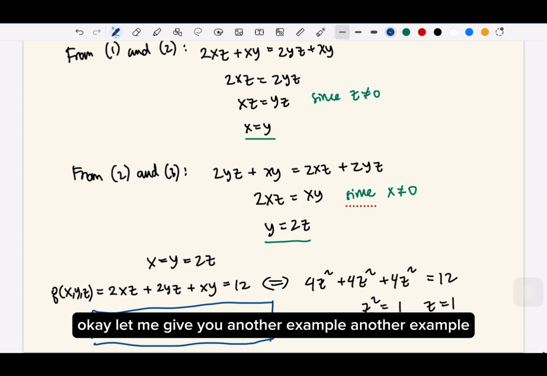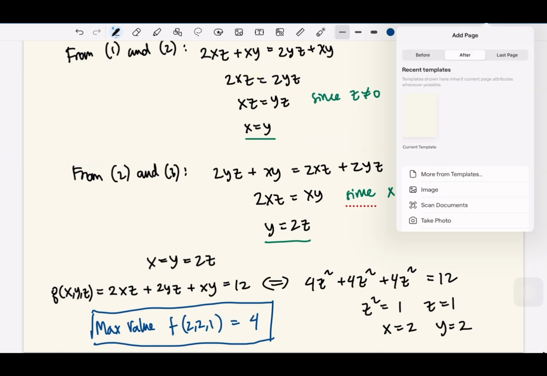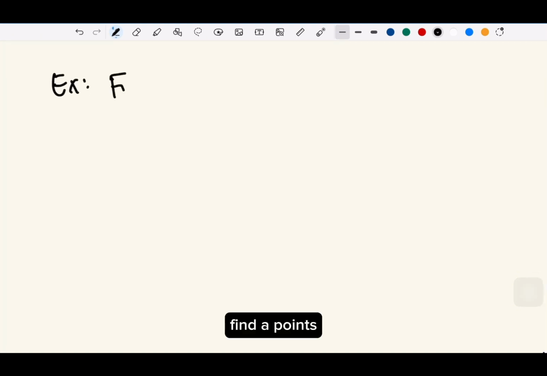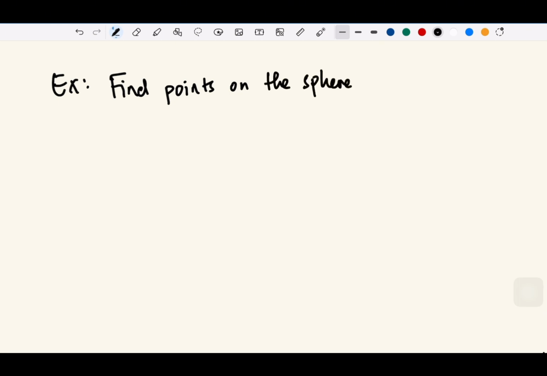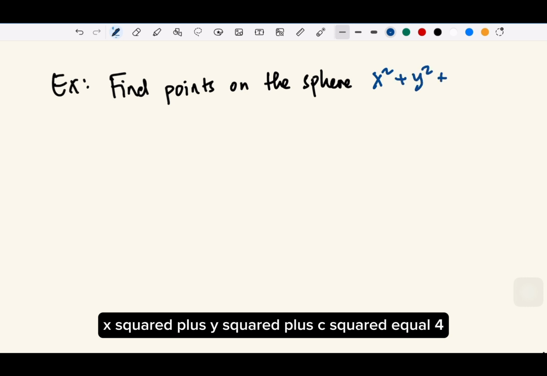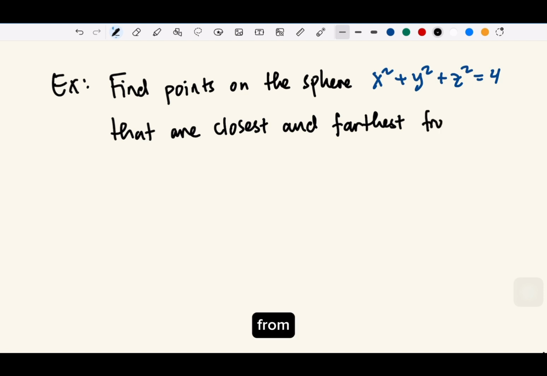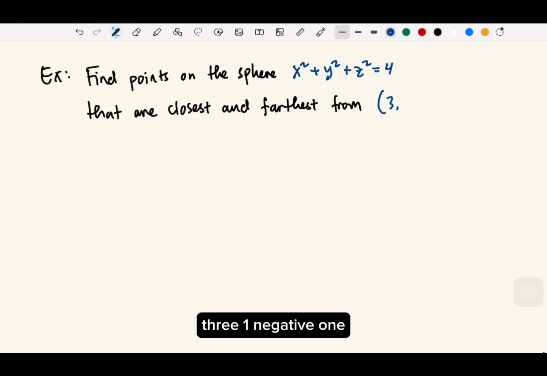Okay, let me give you another example. Find points on the sphere x squared plus y squared plus z squared equal 4 that are closest and farthest from (3, 1, -1).